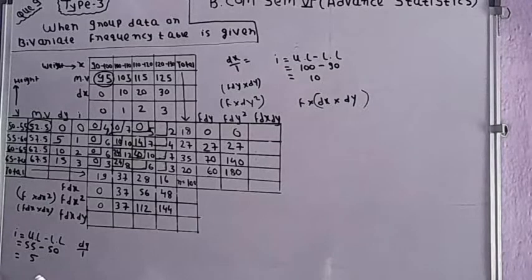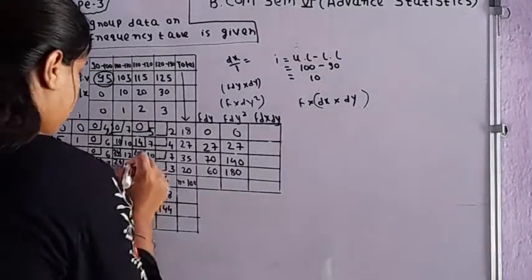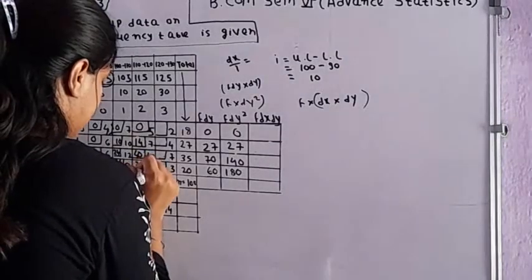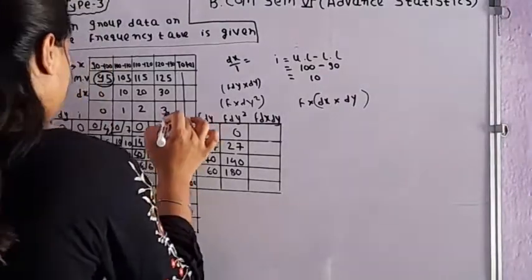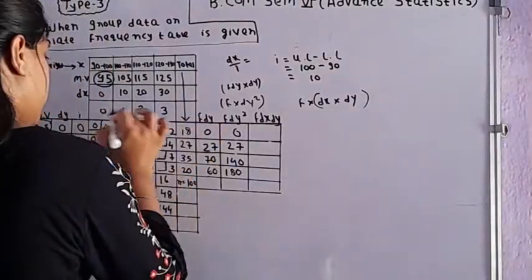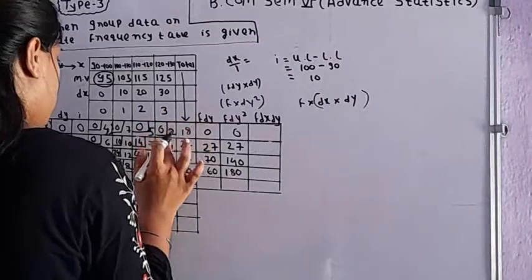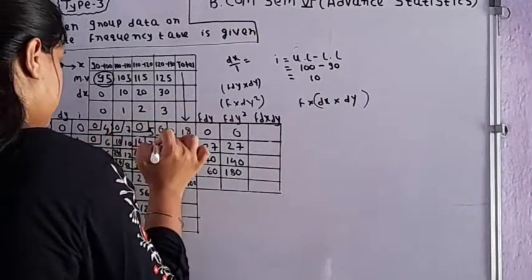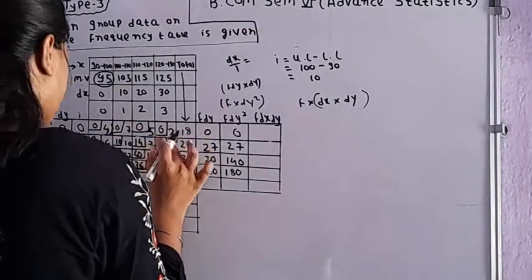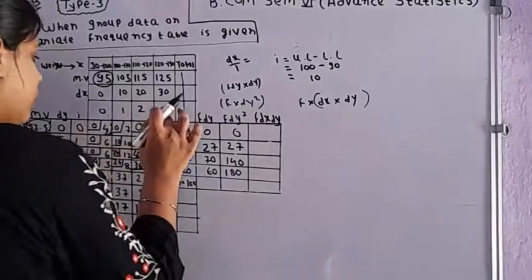18 into 2, 36. Okay. After that, 2 into 0 into 3, 0. 4 into 1 into 3, 12. Because 4 into 1, 4, and 4 3s are 12.